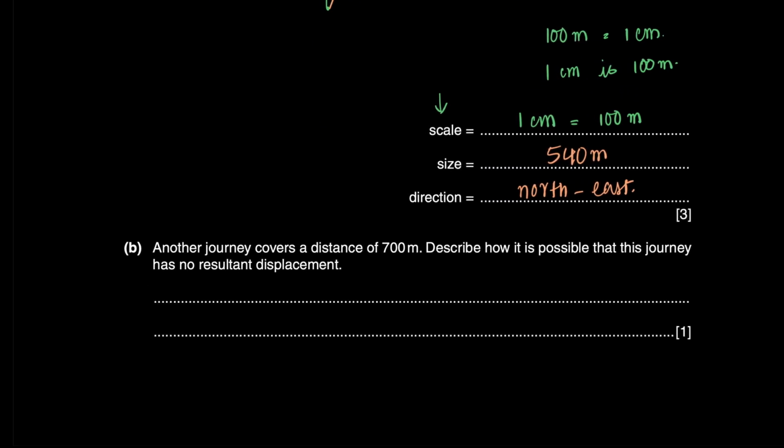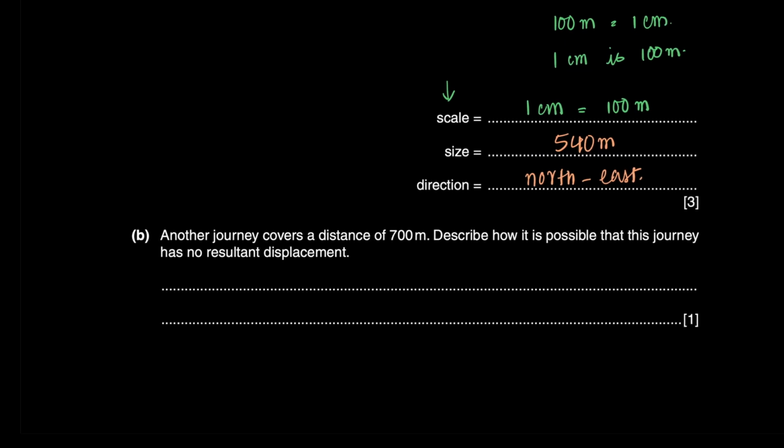Another journey covers a distance of 700 meters. Describe how it's possible that this journey has no resultant displacement. Any journey that has no resultant displacement means someone moved there, there, there, and eventually they're back to where they started. So the net displacement is zero. They've moved, they're back where they began, right? So in this question, how do you answer that?